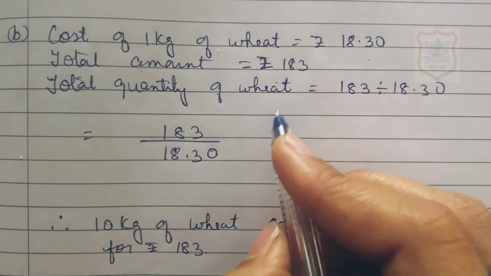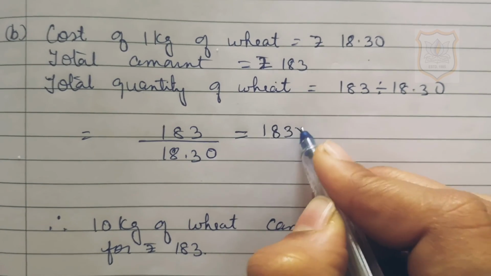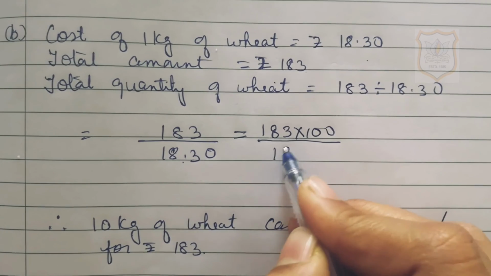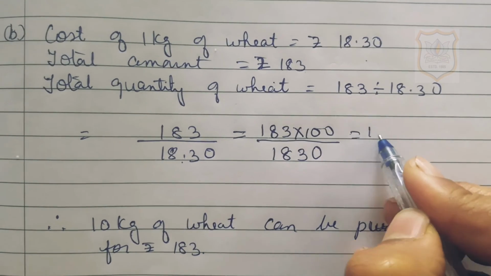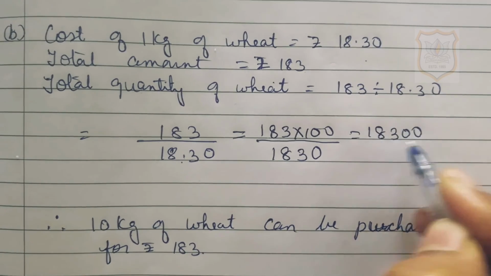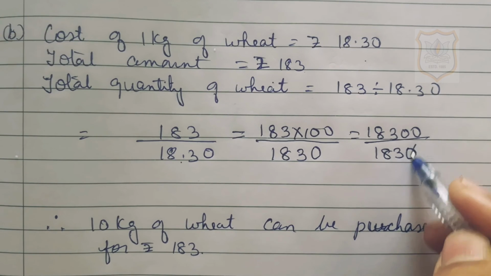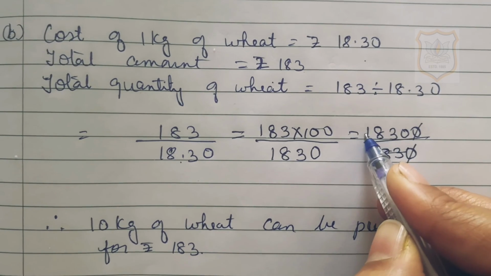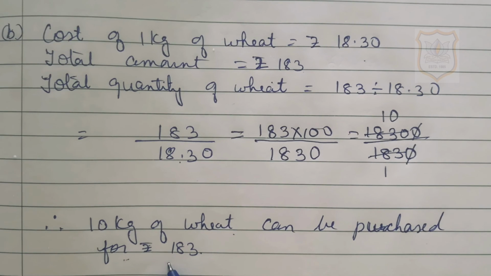Now first we will remove this decimal point. To remove the decimal point, we will multiply numerator by 100, as after decimal 2 digits are there, upon 1830. Now the number so formed is 18300 upon 1830. We will cut this 0 from above the line, 0 from below the line. Now 183 ones are 183, 183 tens are 1830. Therefore 10 kg of wheat can be purchased for rupees 183.